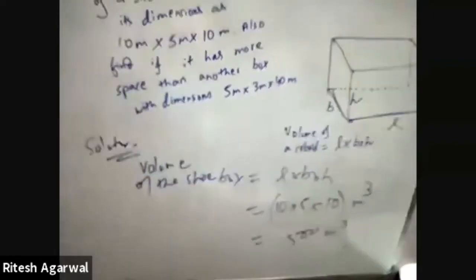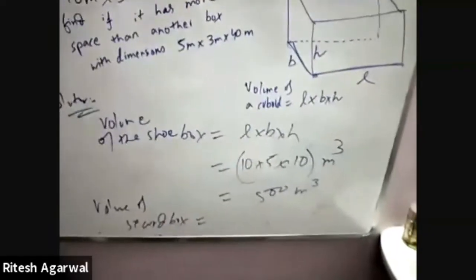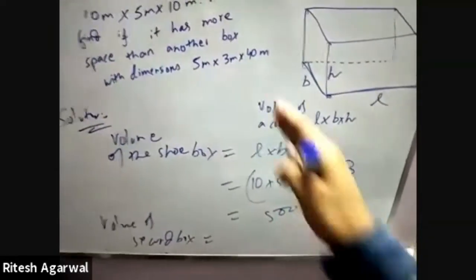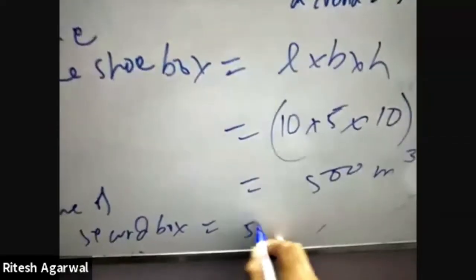Okay, now you have to find the volume of the second box. We can write volume of cuboid 1 and volume of cuboid 2. The second cuboid will be 5 into 3 into 40 cubic meter.